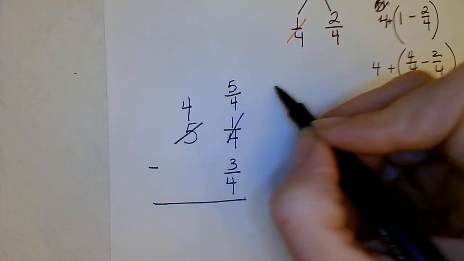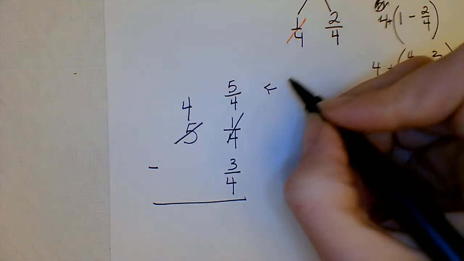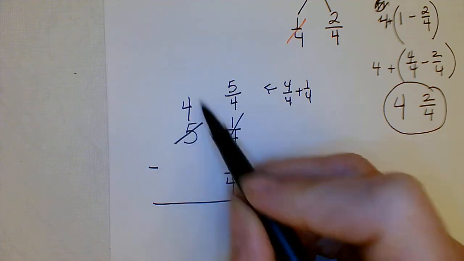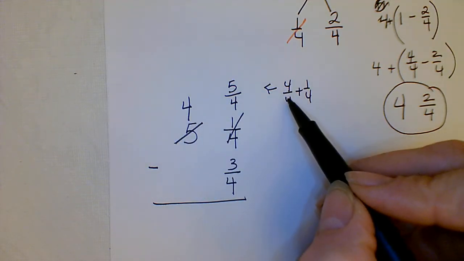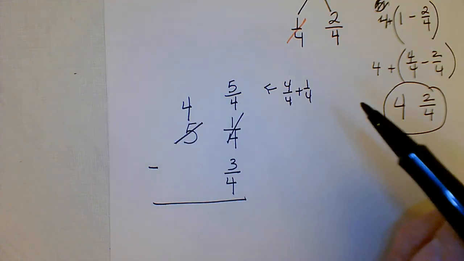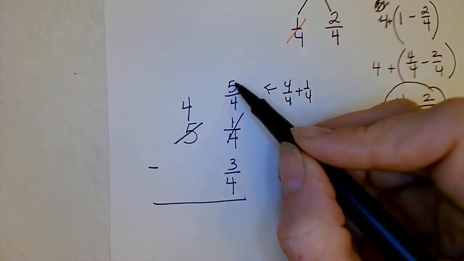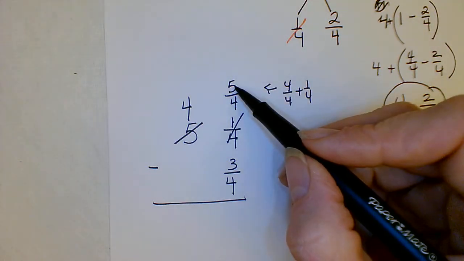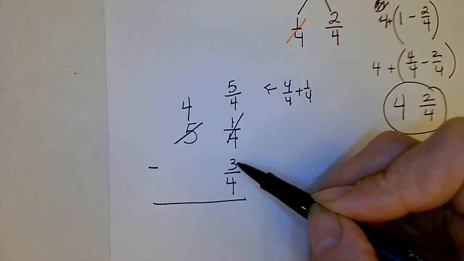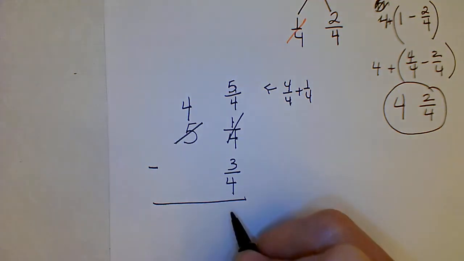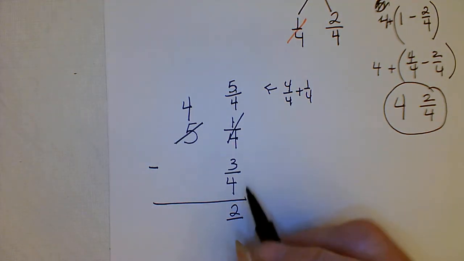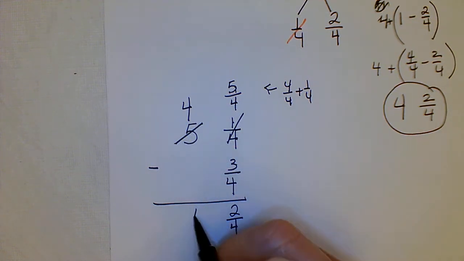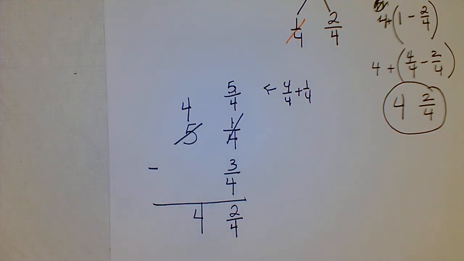So remember, this is because we have 4/4 plus 1/4. We took 1 whole from here, turned it into fourths, so we had 4/4 plus the 1/4 that was already there. Shortcut, 1 plus 4 is 5. Keep the denominator as fourths. So now I have 5/4 minus 3/4. 5 minus 3 is 2. 2 what? 2/4. We keep our denominator. And then 4 minus nothing is 4.